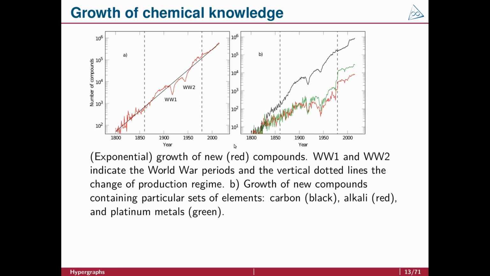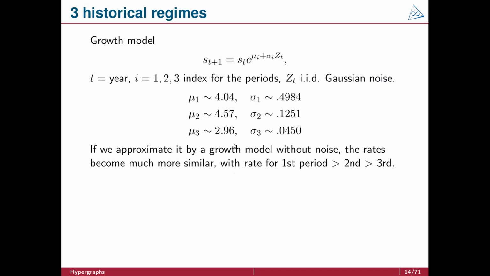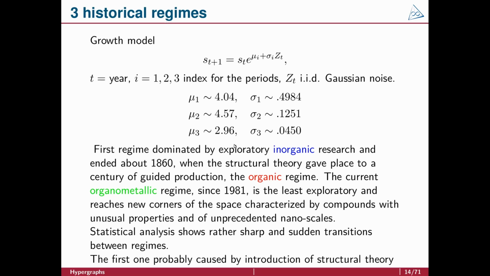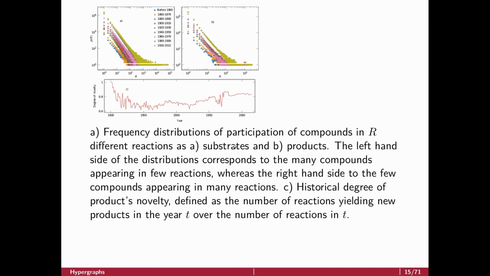And in 1980, then started what we call the organometallic regime, where people were mainly interested in combinations of organic substances with various kinds of metals. So we have this growth model and the 3 periods. And as I already explained, they can be distinguished by what the chemists were interested in. And as I said, the statistical analysis shows rather sharp and sudden transitions between the regimes, caused by structural theory and high throughput analysis respectively.